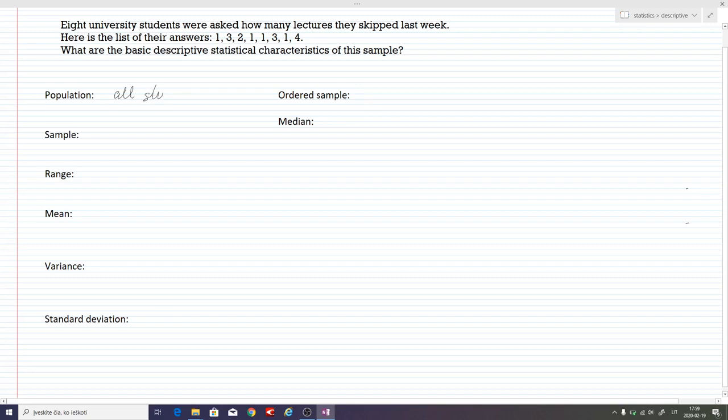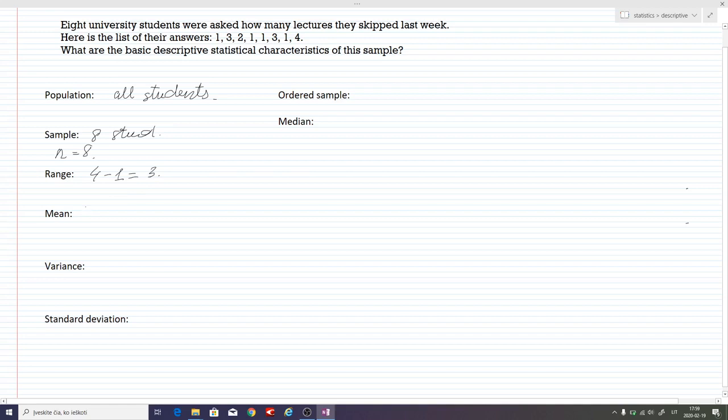The population of interest in this problem are all the students of the specific university. The sample consists of the 8 students who were asked about their attendance. Therefore, the sample size is equal to 8. The range of the sample is equal to the maximal value of the sample minus the minimal value, and is equal to 3.